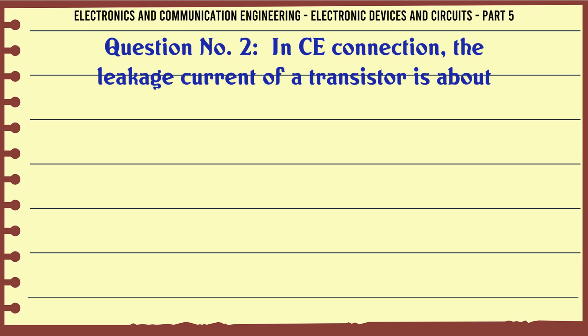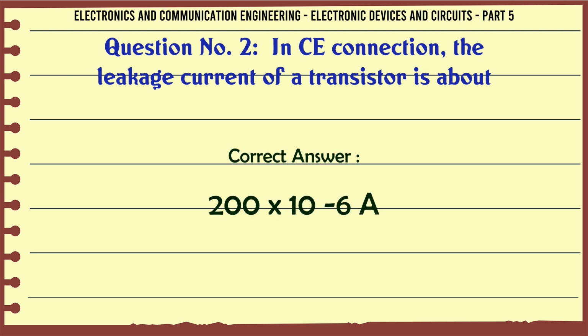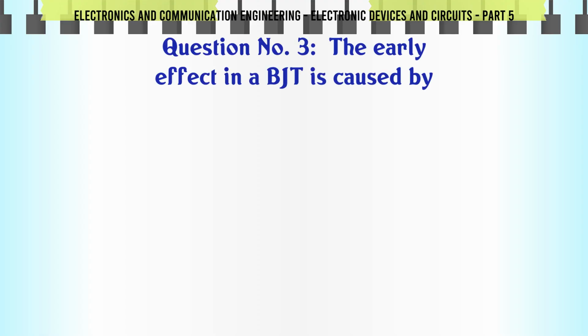In CE connection, the leakage current of a transistor is about A: 10x10^-9 A, B: 5x10^-6 A, C: 200x10^-6 A, D: 5x10^-3 A. The correct answer is 200x10^-6 A.